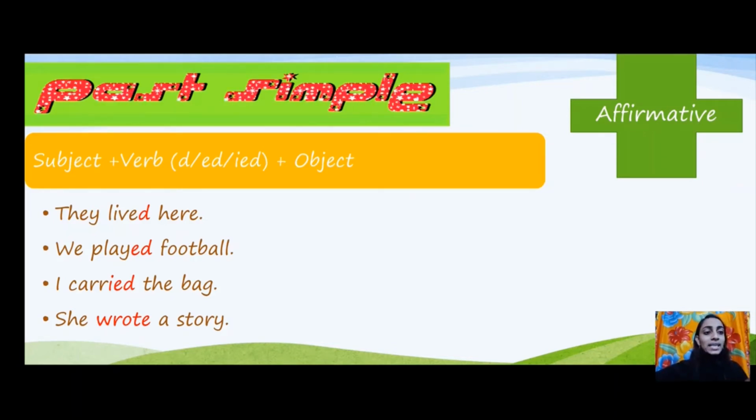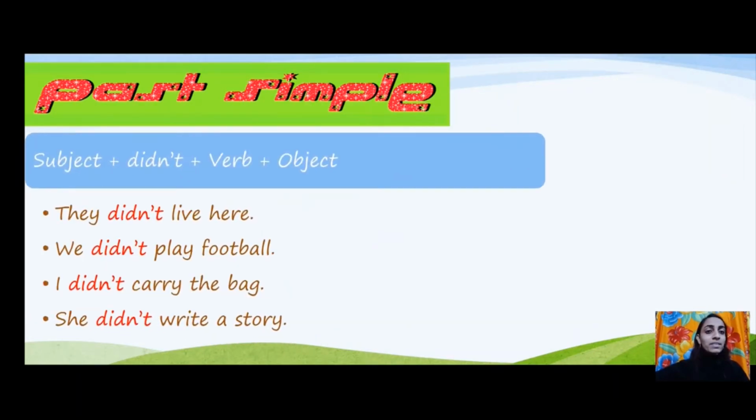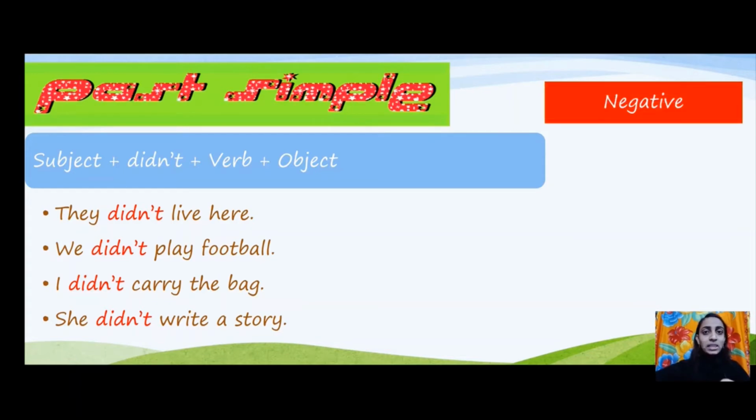Fine? Now, let us learn how to frame negative sentences in past simple. So, as we already know, what is the helping verb we use in simple past? Did. And as it is a negative sentence, we all know that we are supposed to add not, but when? Immediately after the auxiliary verb. So the structure is subject plus did not plus verb plus object. Let us see some examples. They didn't live here. We didn't play football. I didn't carry the bag. She didn't write a story. These all are negative sentences in simple past.